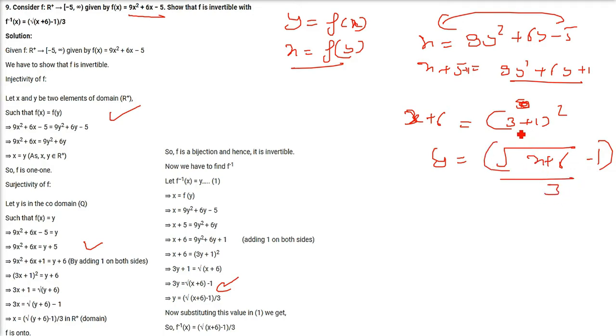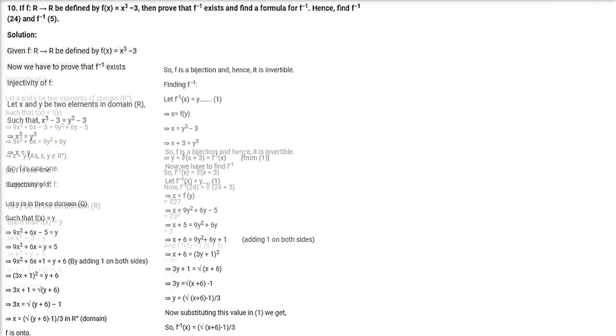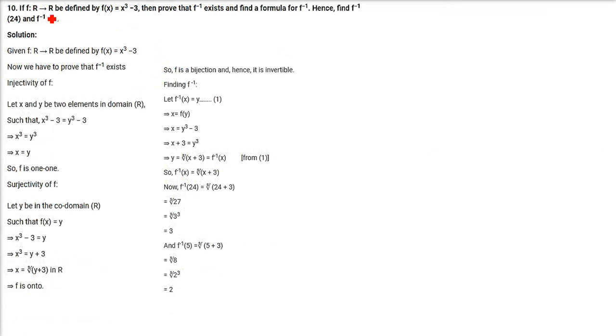So finally, what you have to write? If you take from here, f inverse x is y. In place of y, you have to write f inverse x. So this is your final output, final inverse. Now this is if R to R. This is question number 10. So f inverse we have to find out, and f inverse with certain values also we have to find out: f inverse 25 and f inverse 5.